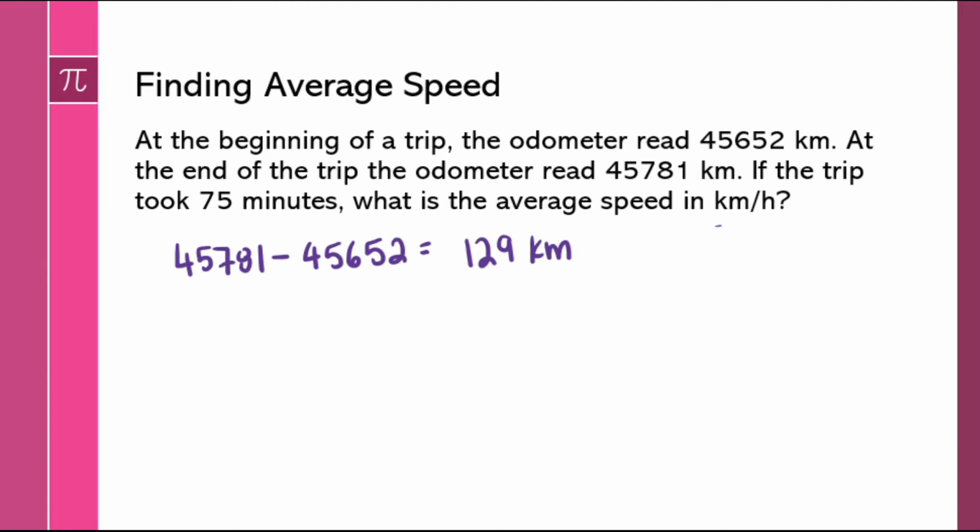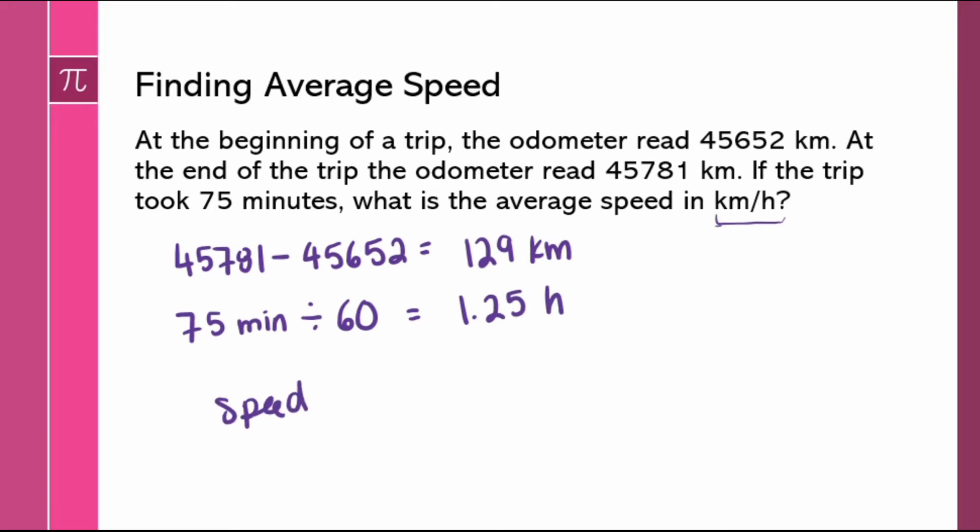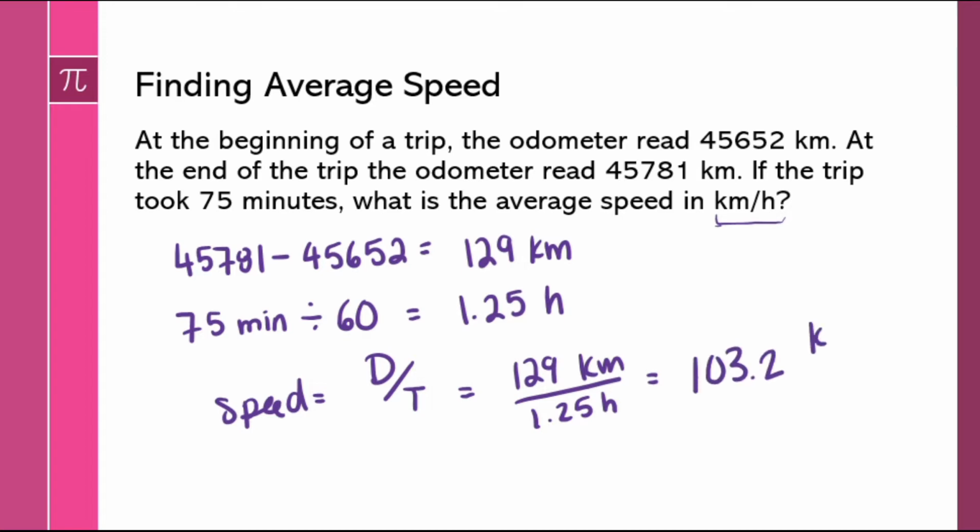Now they want the answer not in kilometers per minute, they want it in kilometers per hour, so we better take that 75 minutes and change it to hours by dividing by 60. You should never have more hours than you have minutes, and that gives me 1.25 hours. If I want to know my speed, it's distance over time, so 129 kilometers traveled in 1.25 hours gives me an average speed of 103.2 kilometers per hour.